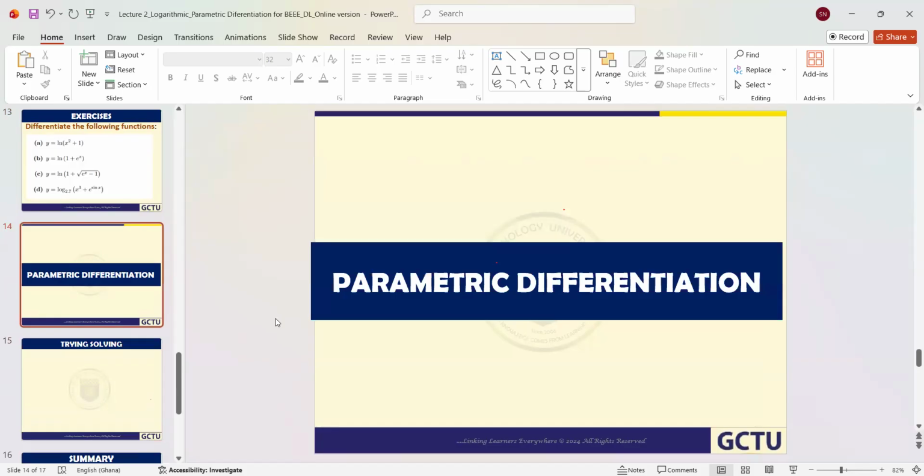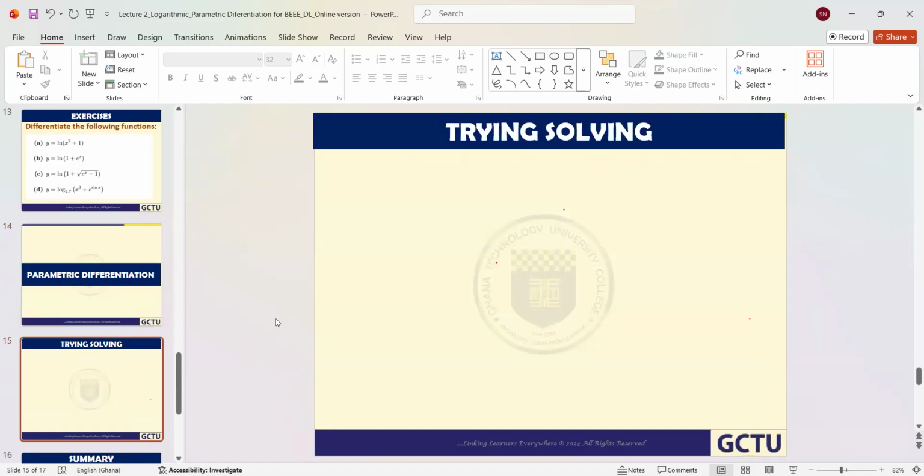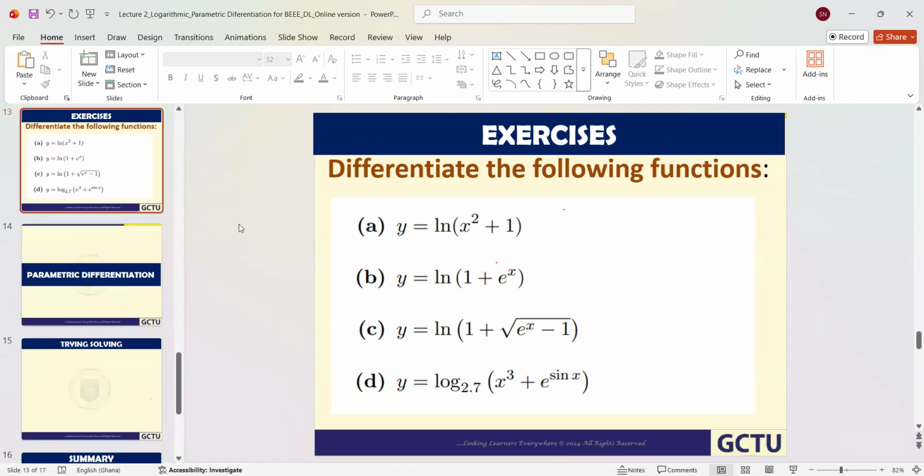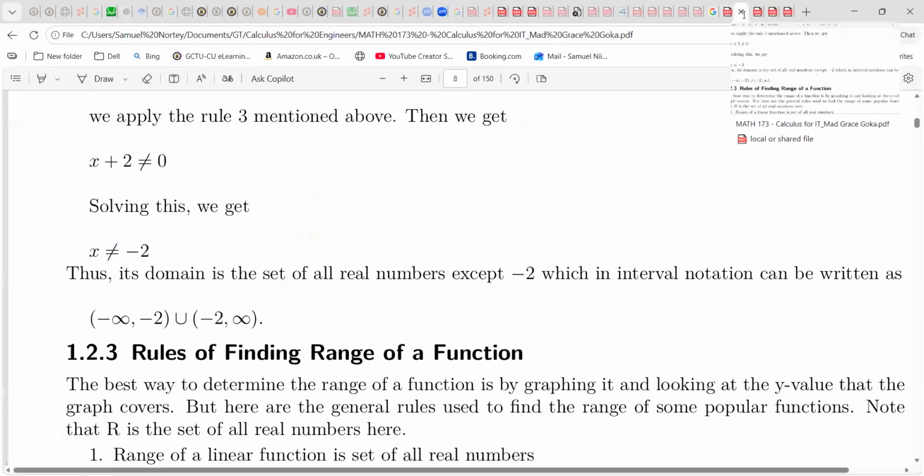Like I said, for parametric functions, having been unable to type the terms in the PowerPoint, I'm going to use a PDF document to go through that. Then we will look at some examples, and then we end with the worksheets. So let's look at parametric functions.